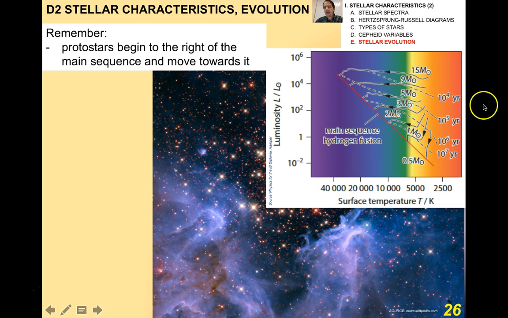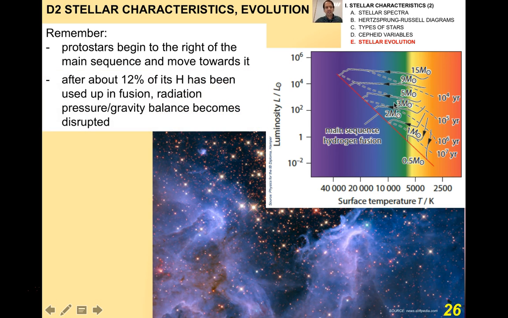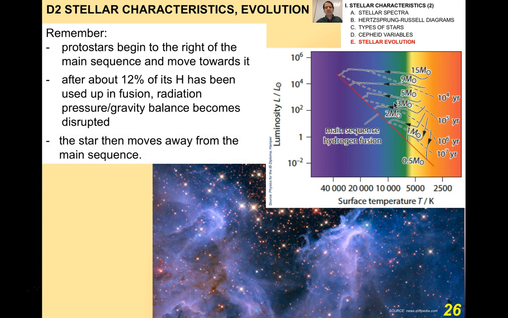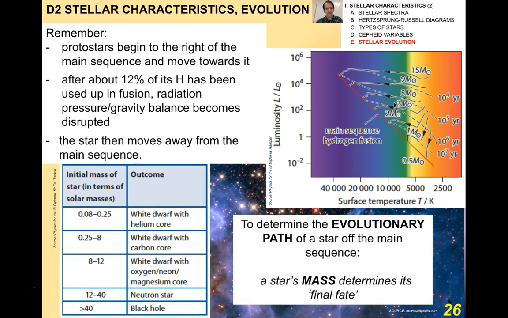Remember, protostars begin to the right of the main sequence and move towards it. And this diagram, which is from your textbook, shows the relative paths and relative times it takes for different masses of stars. Remember I said it's the mass of the star that determines everything, its stellar evolution. After about 12% of its hydrogen has been used up in fusion, the radiation pressure and gravity balance becomes disrupted, and then the star moves away from the main sequence.